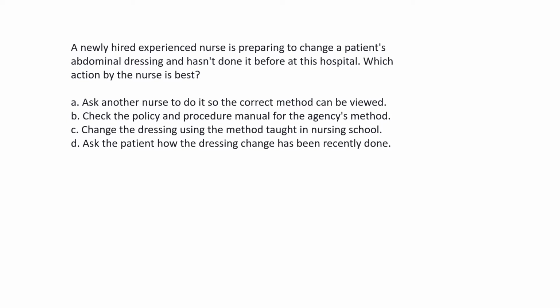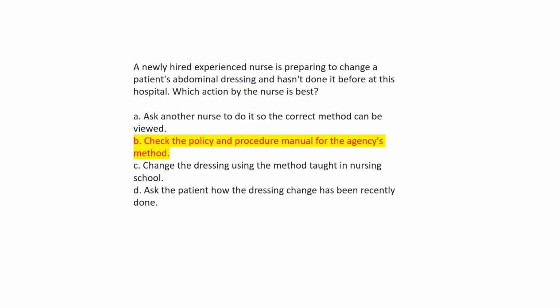A newly hired experienced nurse is preparing to change a patient's abdominal dressing and hasn't done it before at this hospital. Which action by the nurse is best? A. Ask another nurse to do it so the correct method can be viewed. B. Check the policy and procedure manual for the agency's method. C. Change the dressing using the method taught in nursing school. D. Ask the patient how the dressing change has been recently done. Answer B. Check the policy and procedure manual for the agency's method.